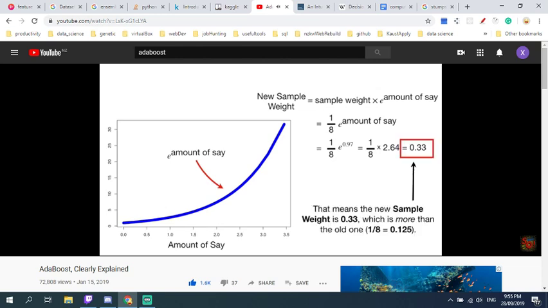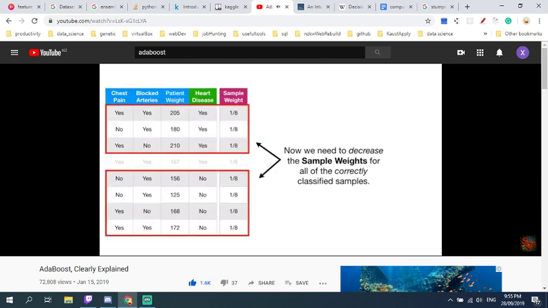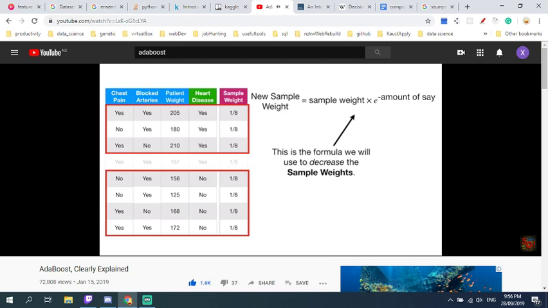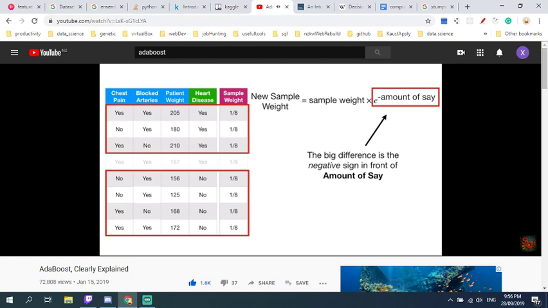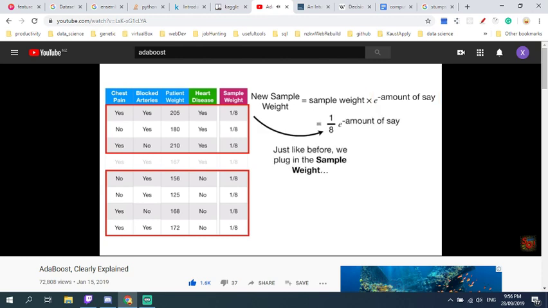That means the new sample weight is 0.33, which is more than the old one. Bam. Now we need to decrease the sample weights for all of the correctly classified samples. This is the formula we will use to decrease the sample weights. The big difference is the negative sign in front of amount of say. Just like before, we plug in the sample weight.